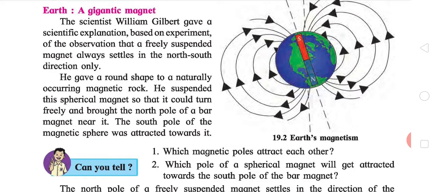He gave a round shape to a naturally occurring magnetic rock. He suspended the spherical magnet so that it could turn freely and brought the north pole of a bar magnet near it. The south pole of the magnetic sphere was attracted to it.